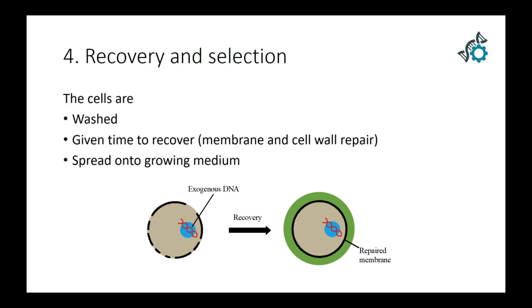And we now give the cells time to recover and repair their membrane and build a new cell wall and so on. We'll end up with a cell with a repaired membrane and a repaired cell wall, and our exogenous DNA is now capable of recombining with the genome of our microorganism.